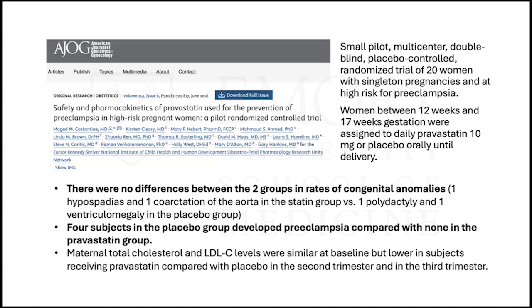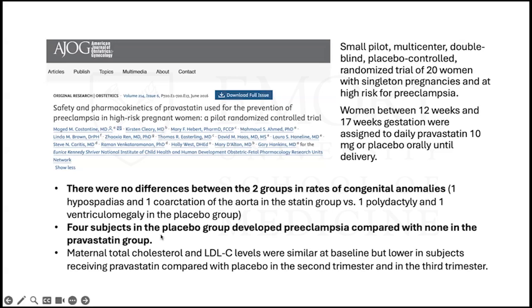So women between 12 weeks and 17 weeks gestation were assigned to either receiving daily pravastatin 10 milligrams or placebo orally until delivery. And what they found, so their primary outcome for this study was actually to see if pravastatin can be helpful in preventing preeclampsia.